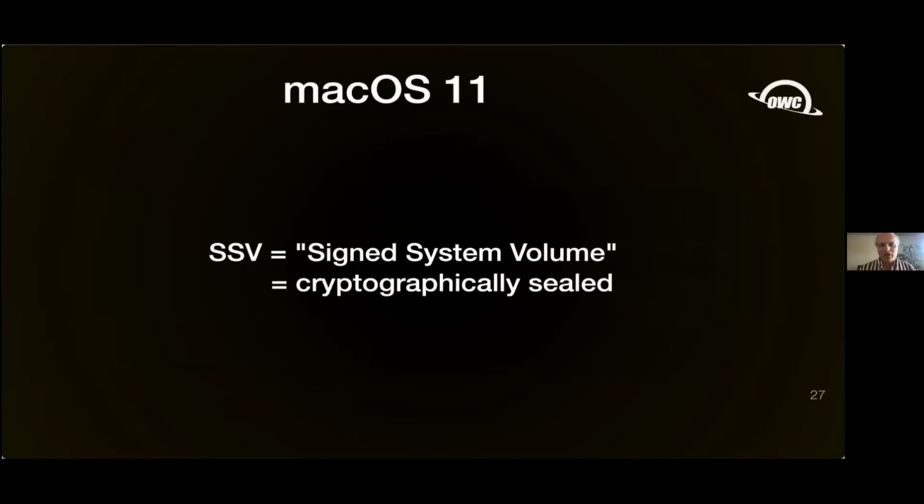Apple calls the startup volume in macOS 11 a signed system volume, an SSV. They wanted to actually sign the data on the disk, not just the metadata, and they wanted to use a cryptographic signature rather than the hash they were using for the metadata.